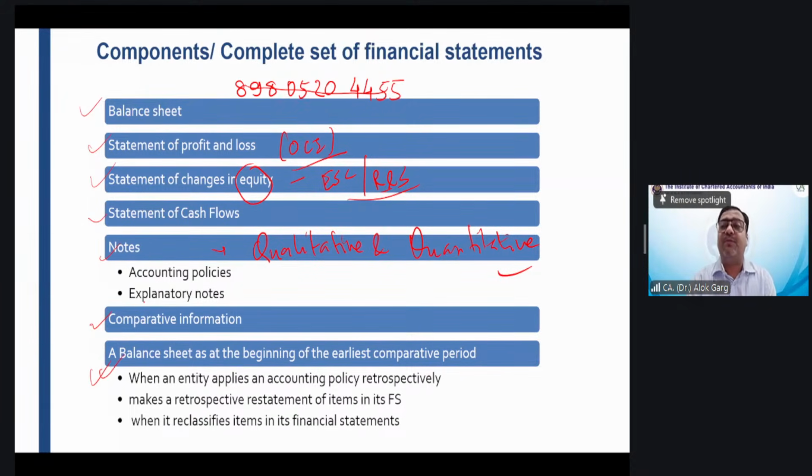And friends, most importantly, we have covered the opening balance sheet of the comparative period. We covered the concept of the third balance sheet in detail in the last class, right, Ravinder? So when an entity applies an accounting policy retrospectively, or when the entity corrects prior period errors, or when it reclassifies items in the financial statements, then a third balance sheet is required. What is a third balance sheet? It is the opening balance sheet of the comparative period.